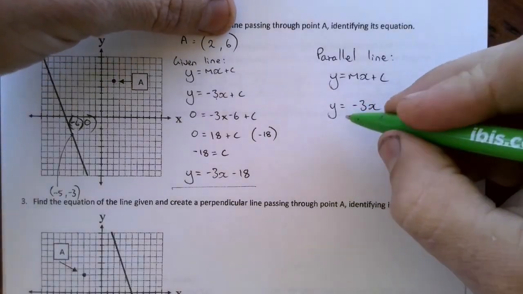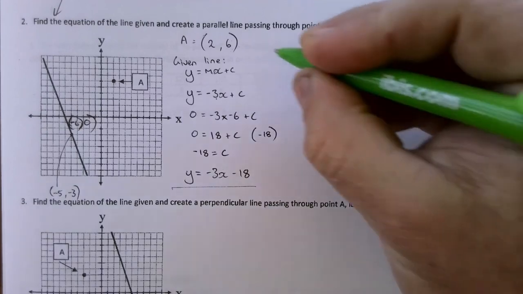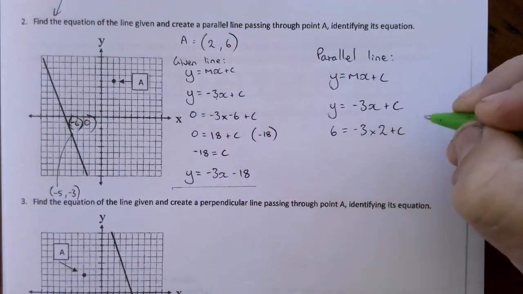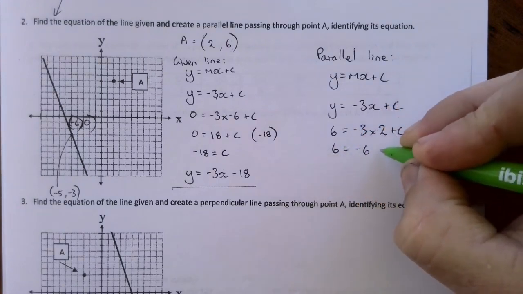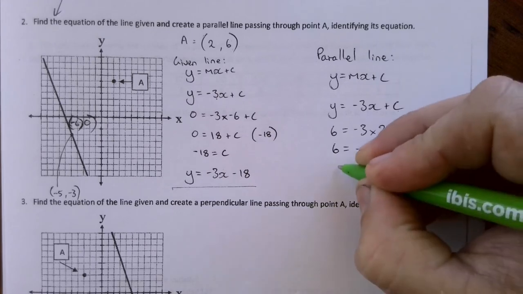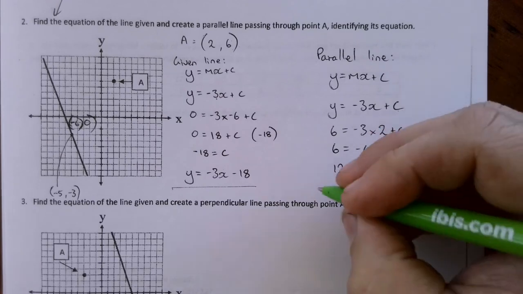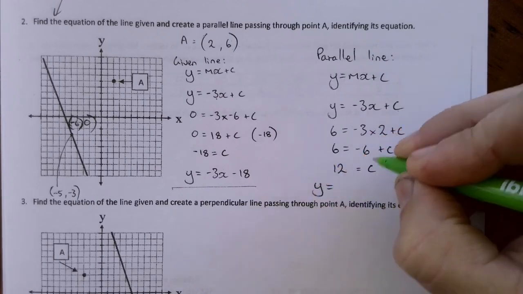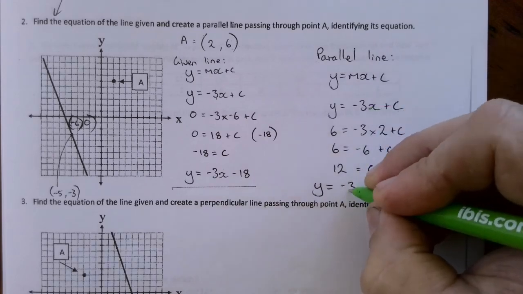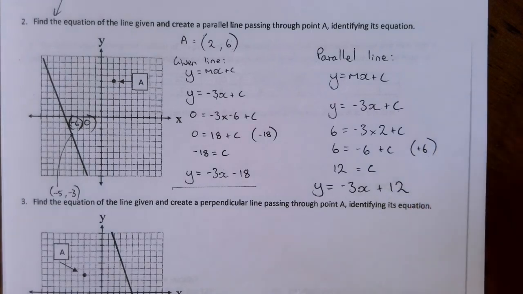So if y is 6 and x is 2, then 6 equals -6 plus c. Let's see, we'll add 6 to both sides, and we'll find that c is 12. And so now we can write our new formula, y equals a gradient of -3, x plus a c value of 12. And we've got it there. So now we can go ahead and draw it.